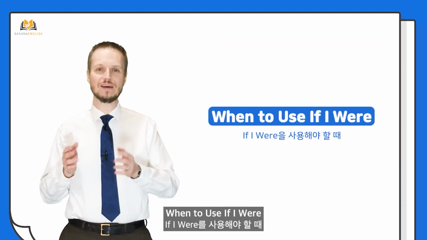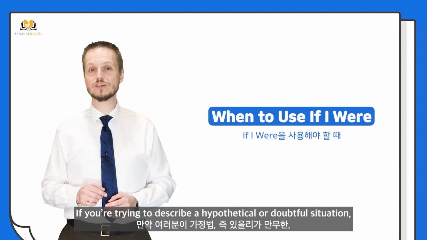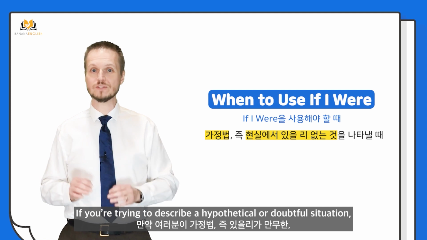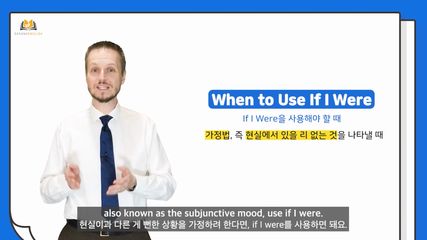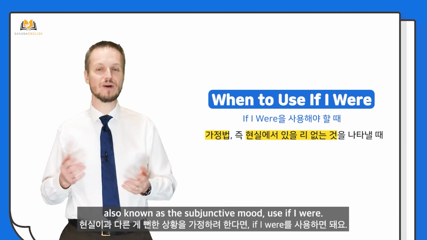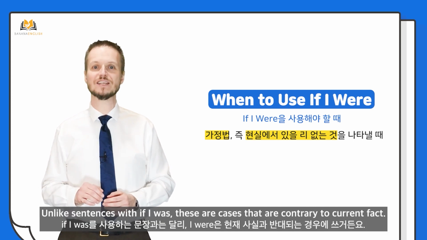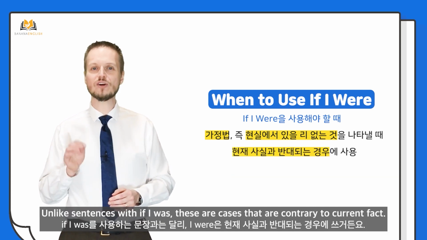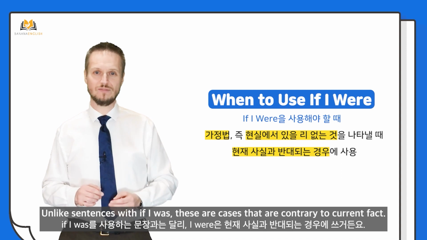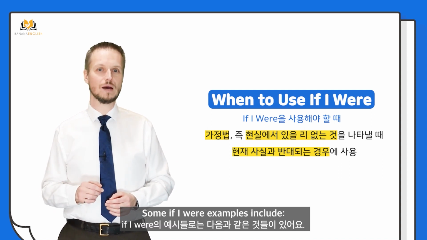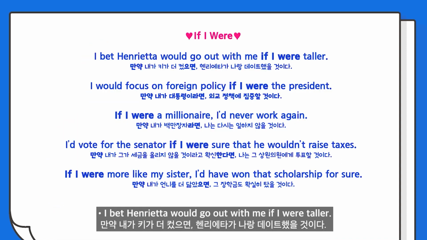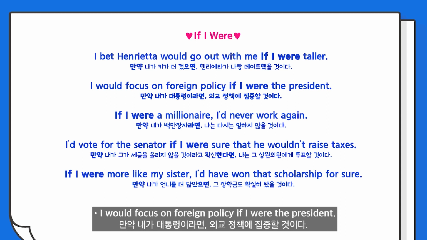When to use if I were. If you're trying to describe a hypothetical or doubtful situation, also known as the subjunctive mood, use if I were. Unlike sentences with if I was, these are cases that are contrary to current fact. Some if I were examples include, I bet Henrietta would go out with me if I were taller. I would focus on foreign policy if I were the president.